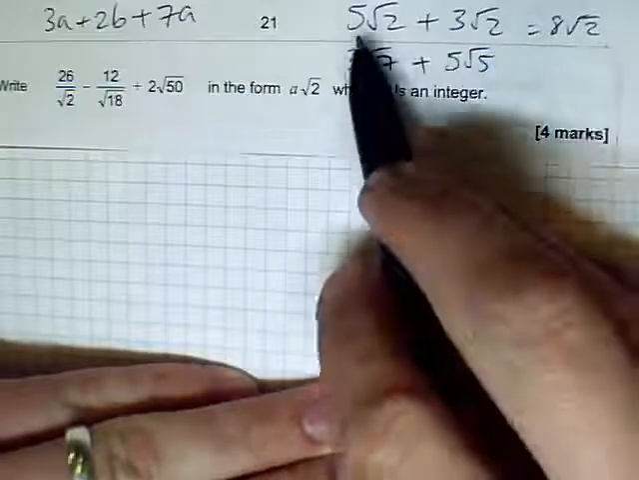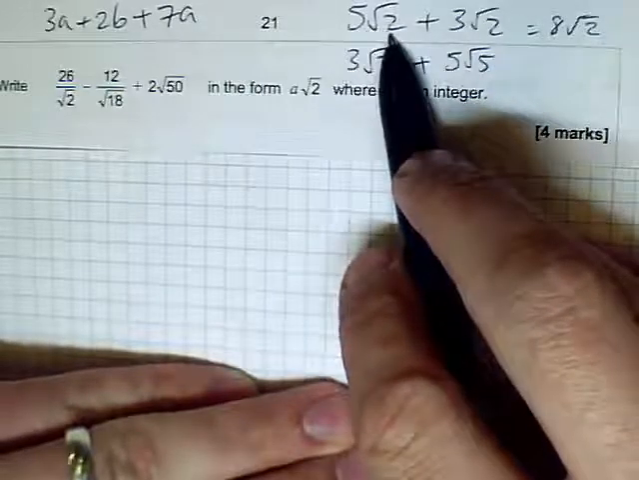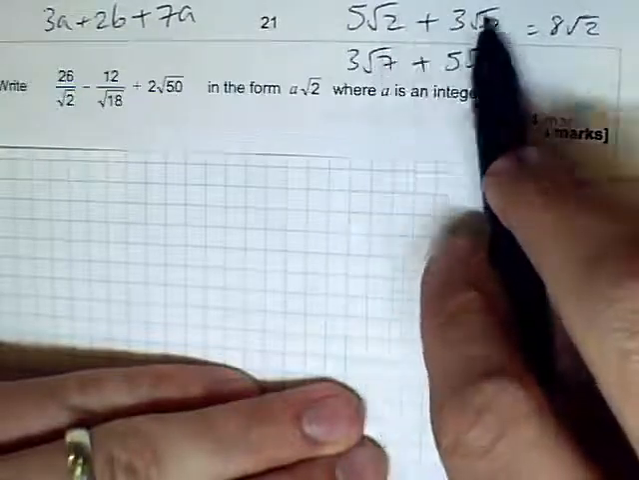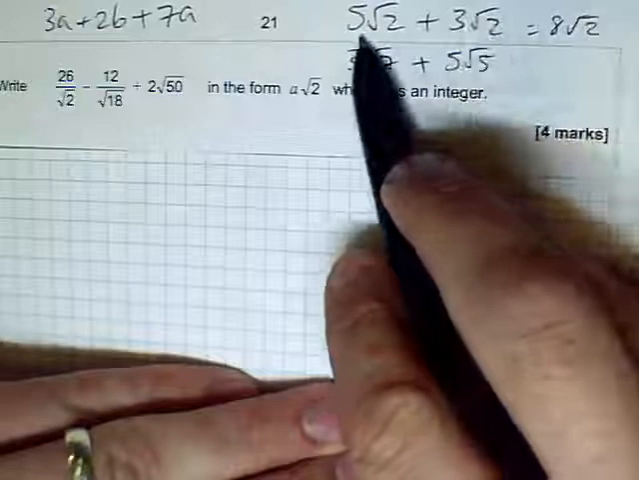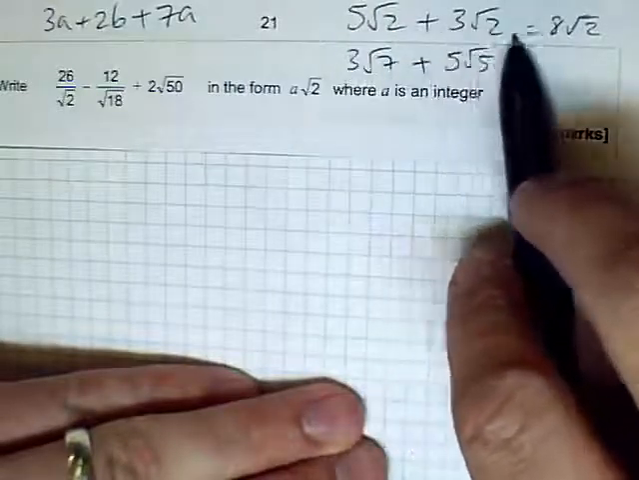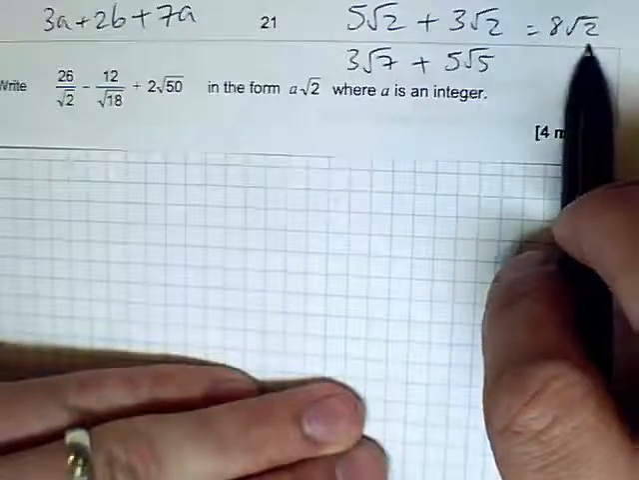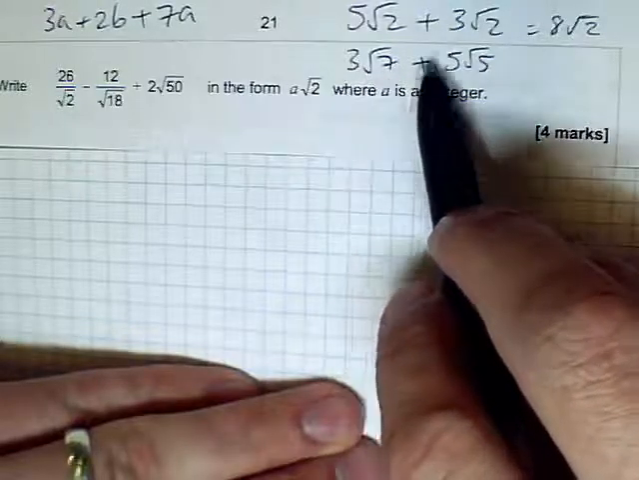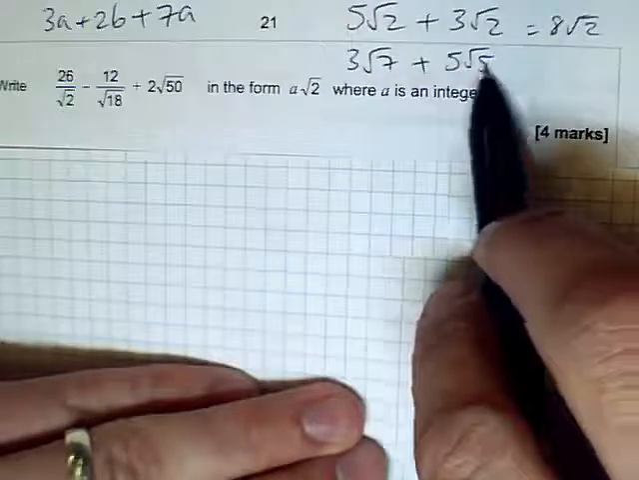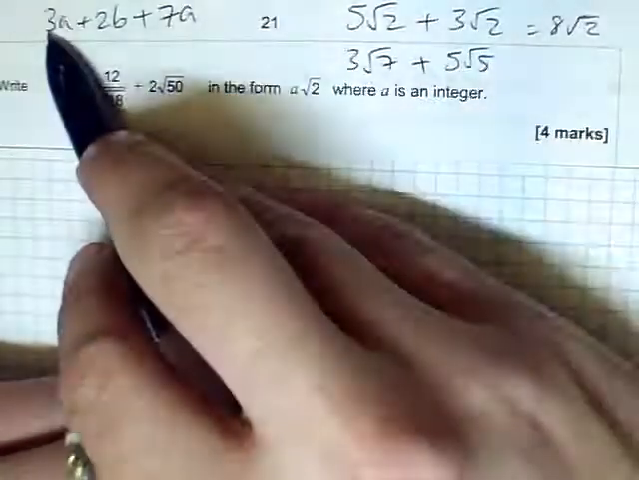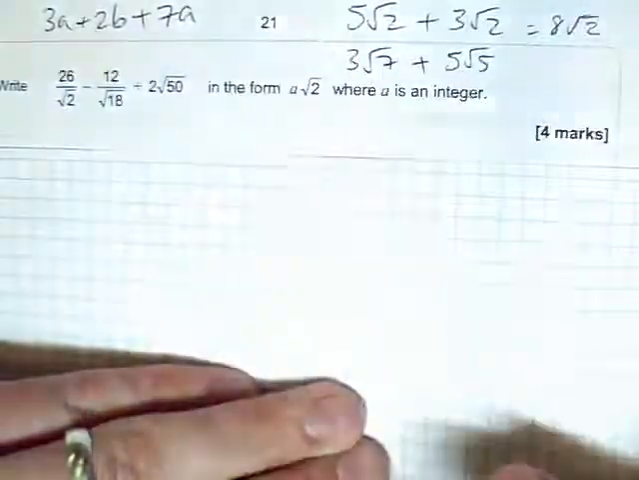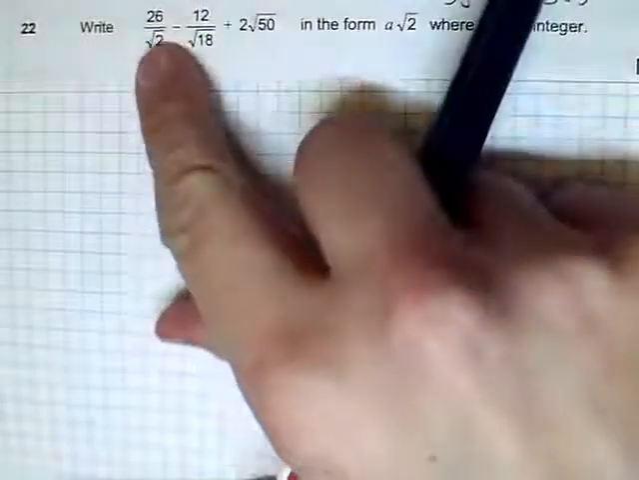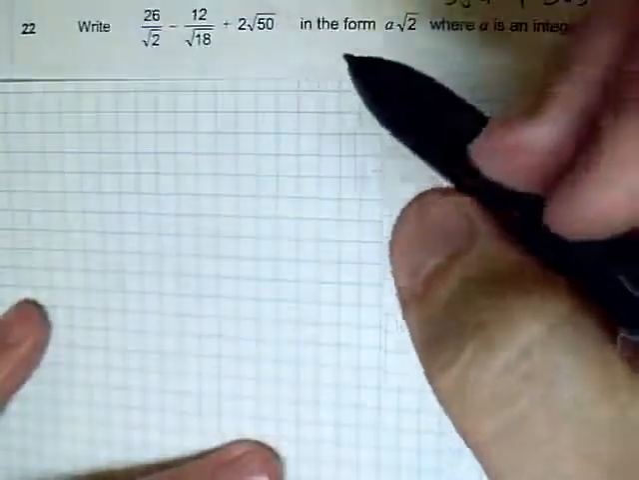Similarly, with surds, that same principle applies. So if I've got 5 lots of root 2 and I'm adding 3 lots of root 2, because they're the same term, I can just add them together. So 5 lots of something, add 3 lots of something, gives me 8 root 2. If I had 3 root 7, for instance, and I added 5 root 5, I can't just add them together, just like I can't add a's and b's together. So the first stage is we're going to simplify these and we're going to rationalize the denominators.